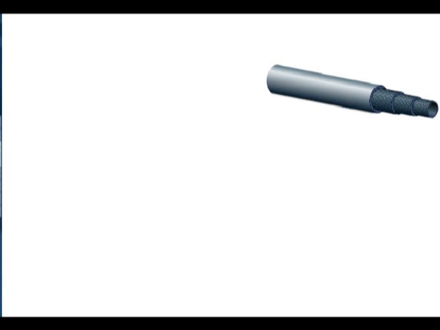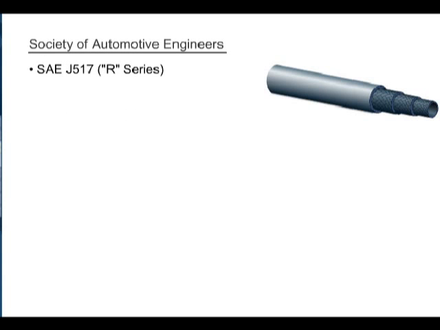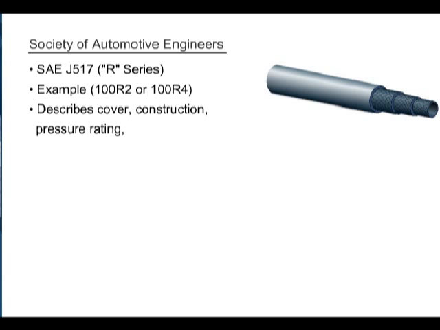Hydraulic hoses are used in applications where lines must flex or bend. In considering the use of hoses, one must first look at system pressure, pressure pulses, velocity, fluid compatibility, and environmental conditions. Hose construction has been standardized by the Society of Automotive Engineers. As an example, 100R2 or 100R4. This designation describes the cover, construction, pressure rating, and application.